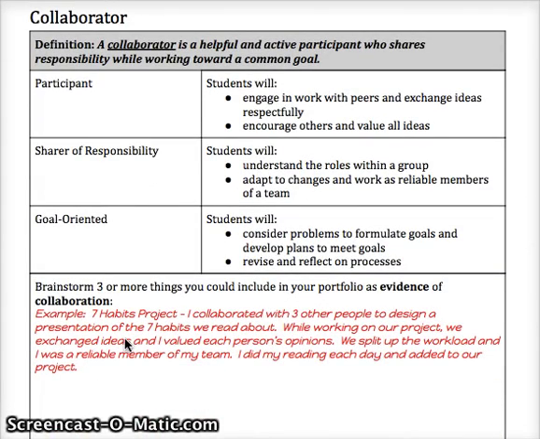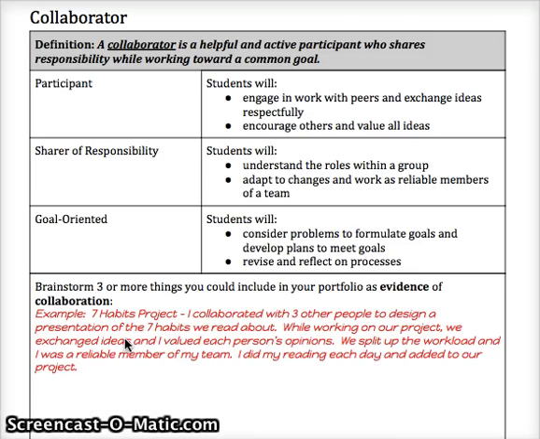One of the characteristics of an HSSD graduate is we want to have graduates who can collaborate with other people. So a collaborator is a helpful and active participant who shares responsibility while working toward a common goal. And then we've got it broken down even more specifically for things that we'll see students do who are collaborators. So I would read all those over and then I'd think about, well, what have I done this year that can showcase me being a collaborator?